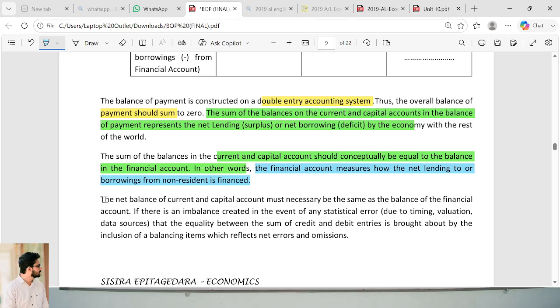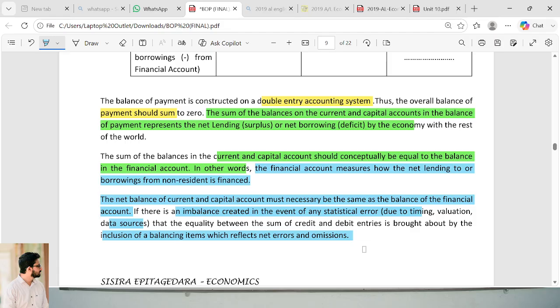Okay. Last paragraph. The net balance of current and capital account must be the same as the balance of financial account. If there is an imbalance created in the event of any statistical error due to timing, valuation and data source, that equality between the sum of credit and debit entries is brought about by the inclusion of balancing items which reflect net errors and omissions. Simple now, it's not much difficult.